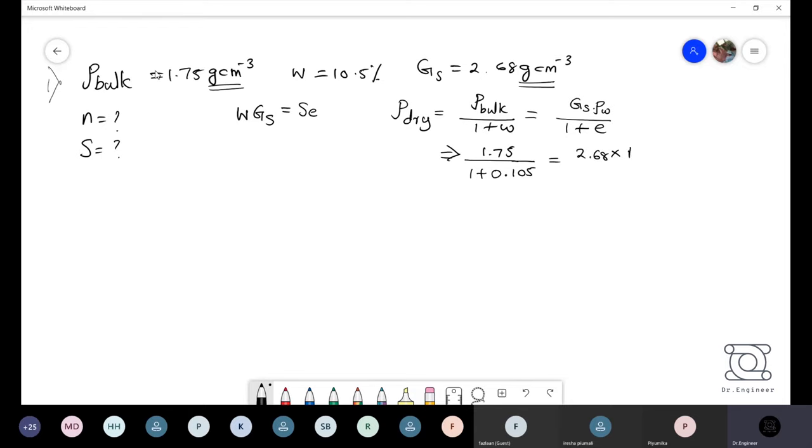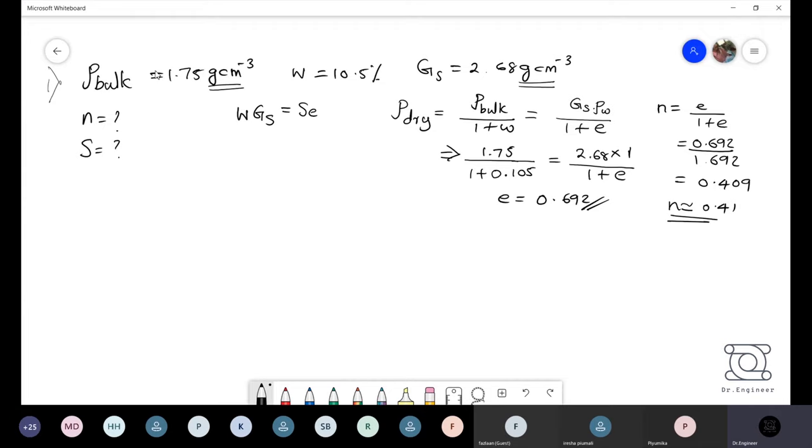Rho W is 1, over 1 plus E, right? Once you solve this, you can find the value of E. So E is equal to nearly 0.692, right? Once we know E, we can find n, that is E over 1 plus E. So that is 0.692 over 1.692, which is 0.409, approximately 0.41, right? So the answer is option B.